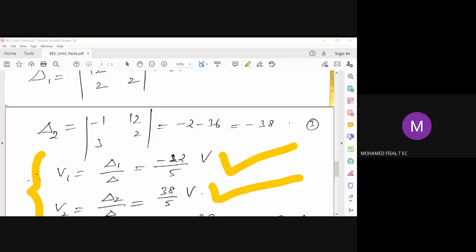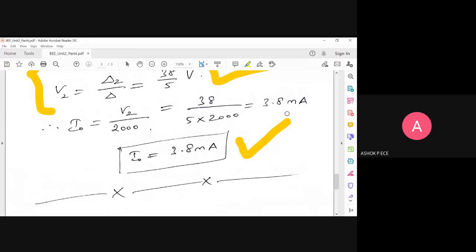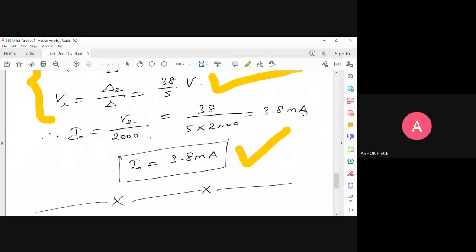Sir, 0.0038. Yes, I am writing it in terms of milliamperes, so I am writing it as 3.8 milliamperes. 0.0038 amperes you are getting, so multiply the answer by 1000 and put the m in the answer. Multiplying by 1000 and putting an m will cancel, since 1 m is 10 power minus 3. When you get more zeros after the decimal point, try to write in terms of milliamperes. So the answer is 3.8 milliamperes.